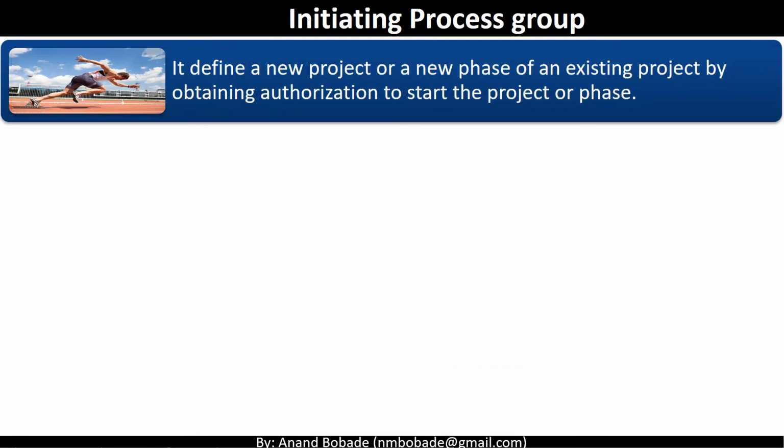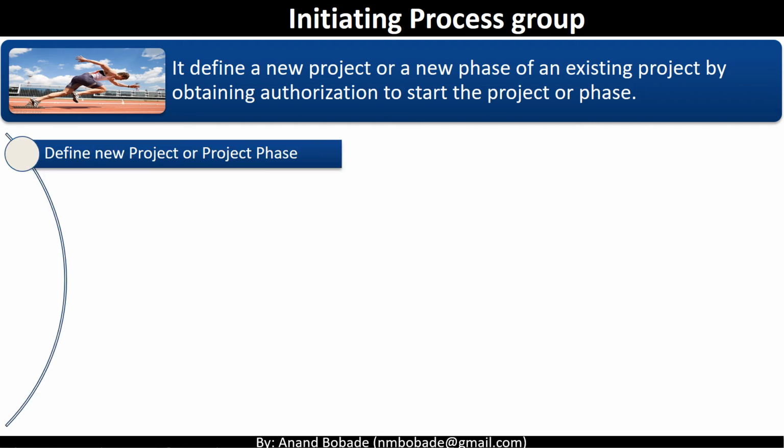Let's look at each process group in detail. Let's start with the initiating process group. Now this consists of those processes performed to define a new project or a new phase by obtaining authorization to start the project or phase.